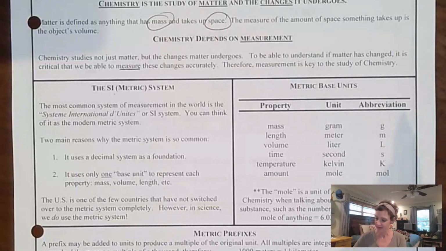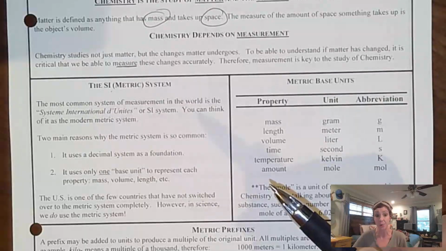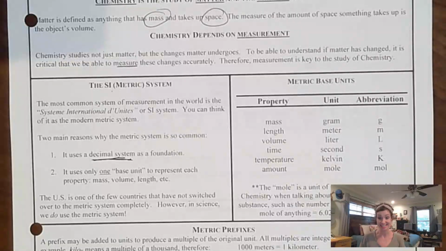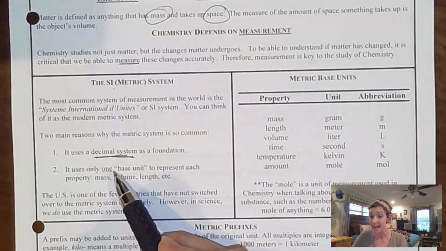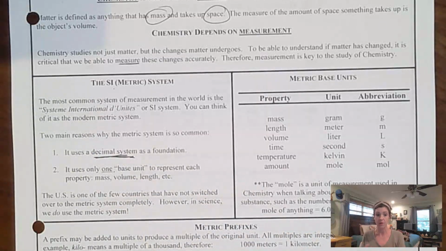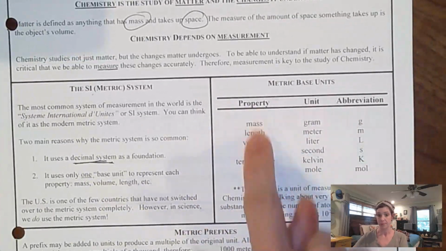But the 2 main reasons why scientists use the metric system, or why it's so common, is it uses this really fancy decimal system. It is its foundation, and it is very, very, very convenient to convert from one unit to another. And on top of that, it only uses one, what we call base unit, to represent each different property, whether that be mass, volume, length, etc. And we'll talk about the different base units for each property over here.